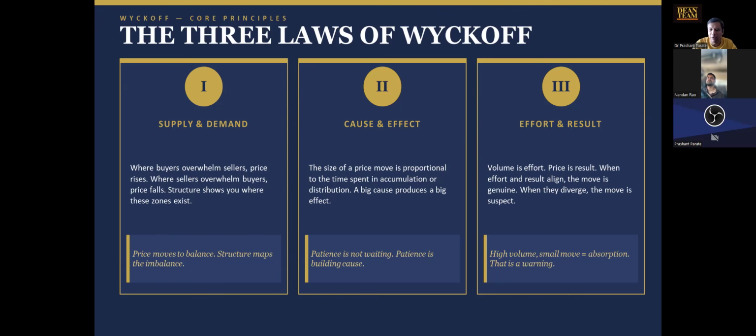Then law of effort versus result. So volume is the effort and price move is the result. When prices are falling and there are big volumes, it shows that a big effort is being applied and prices are likely to keep falling because volumes are high in selling. When prices are going up and volumes are high, then it is possible that it may have small retracement and again it may go up.